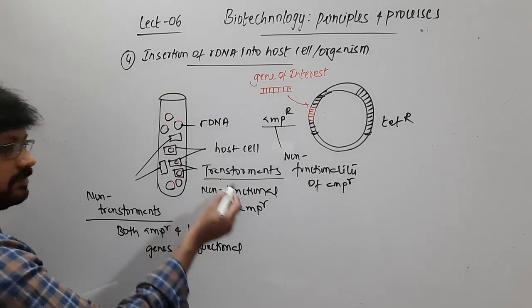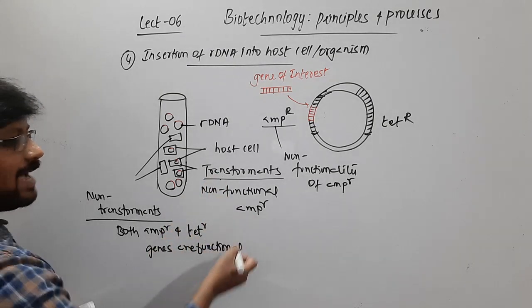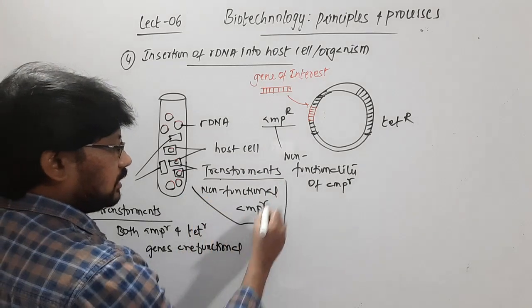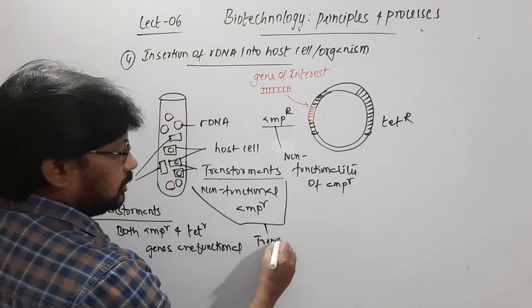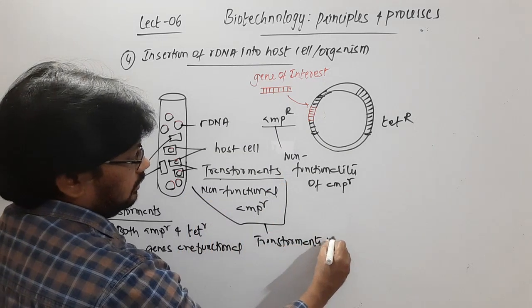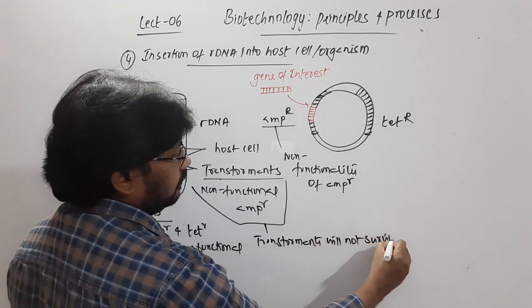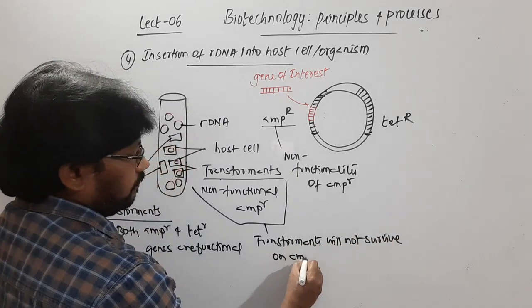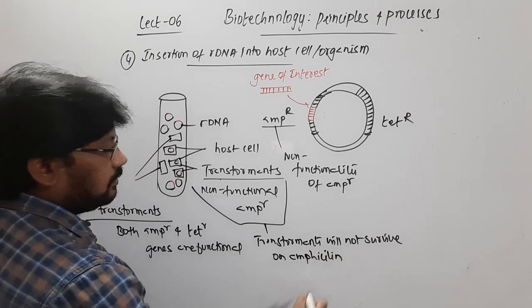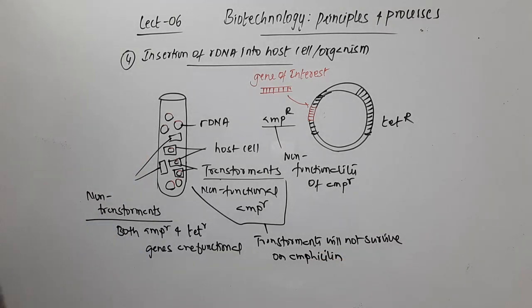So the transformants will not be able to survive on ampicillin. Okay, so when they die, we can come to know that they are having those rDNAs in them. So that's the insertion of rDNA into the host cell or organism here, right?